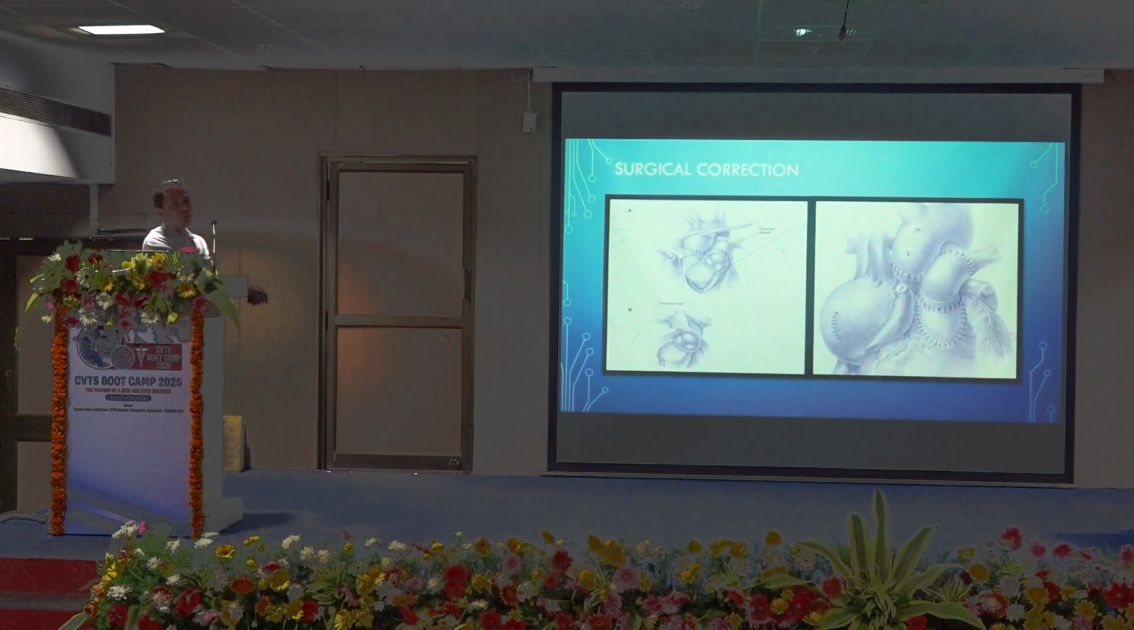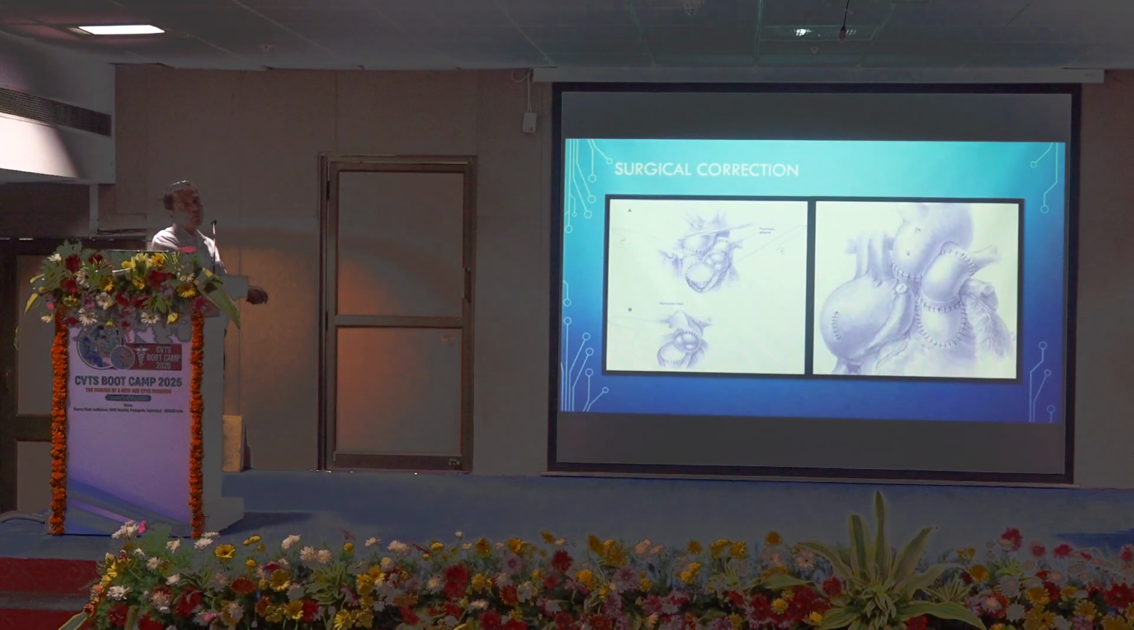So what do we do in case of truncus arteriosus? In truncus arteriosus, the first step is to open the aorta, divide the trunk, and then anastomose this part. Then open the RVOT just below the valve, close the ventricular septal defect, and maintain the continuity of the pulmonary artery to the right ventricle, either directly or through a conduit.